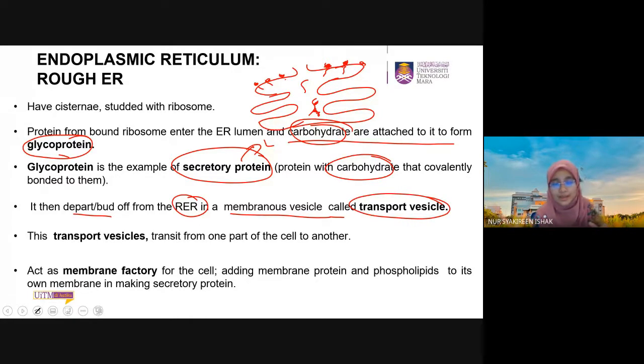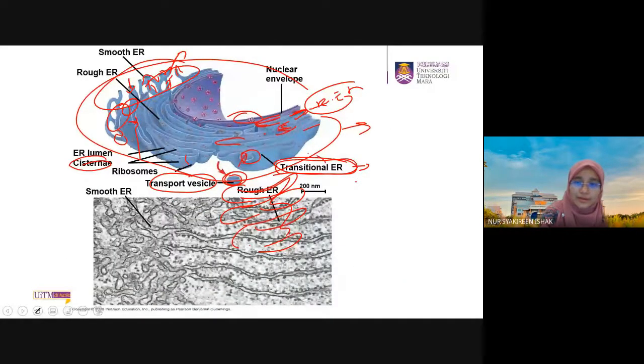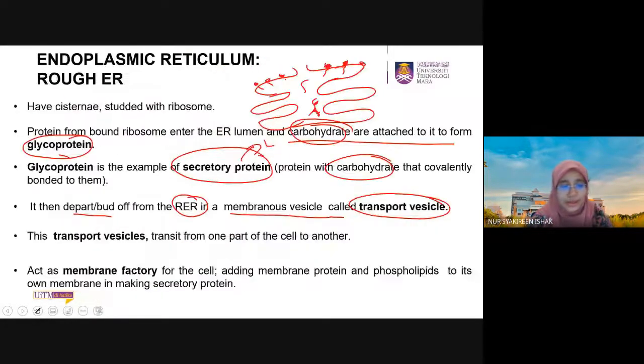That is at the transitional ER part we saw earlier. So the membrane of the rough ER at the transitional region starts to form a vesicle. We call it the transport vesicle that contains the glycoprotein. So this transport vesicle transits from one part of the cell to another. It originates from the rough ER and goes to the Golgi apparatus. The movement is not like swimming randomly in the cytoplasm.